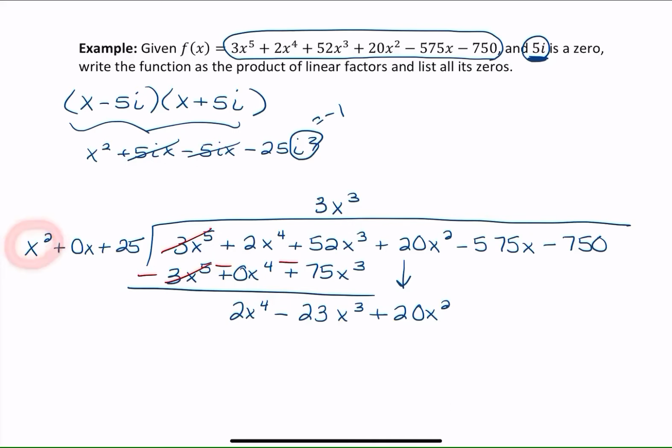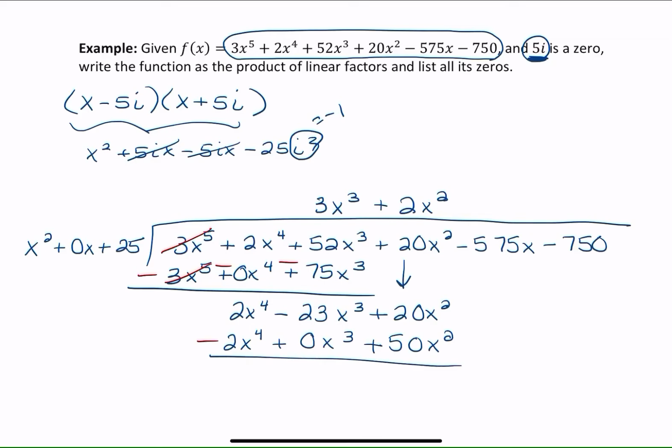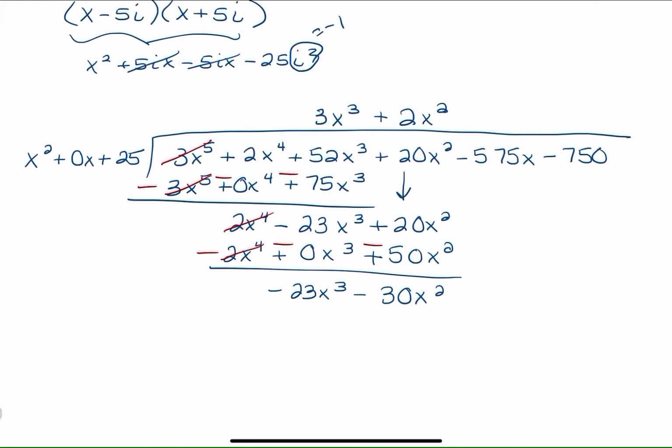and start over. x squared goes into 2x to the 4th. I'm going to have to multiply by 2x squared. So that'll give me 2x to the 4th plus 0x cubed plus 50x squared. And then I'm going to subtract. And that will leave me with negative 23x cubed minus 30x squared. Bring down my next term.